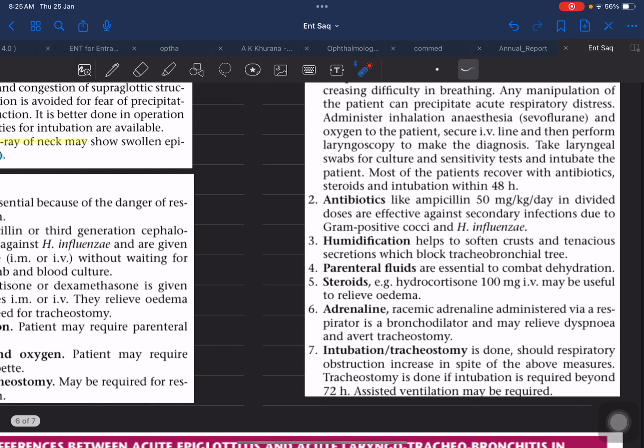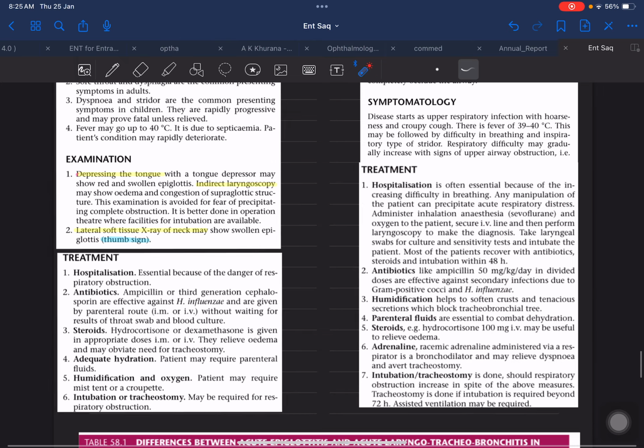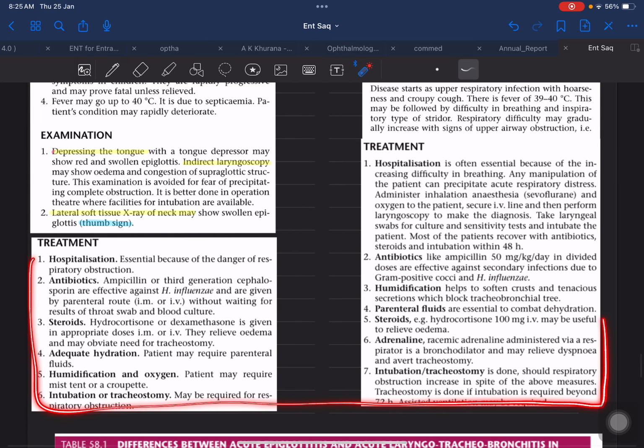Here we additionally provide adrenaline, since it is a bronchodilator, right? Which may relieve dyspnea and avoid intubation and tracheostomy. So more or less the treatment modality for acute laryngotracheobronchitis is similar to that of acute epiglottitis. The only difference is that here we are providing a bronchodilator also, that is adrenaline, right? So in the treatment portion we can add something and make it.